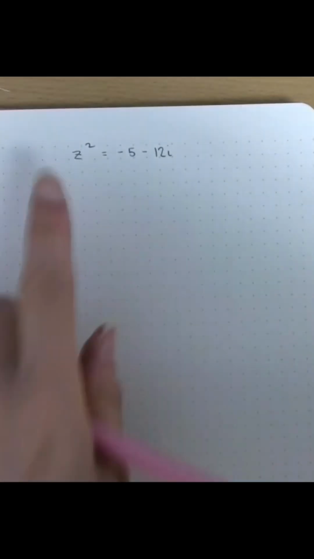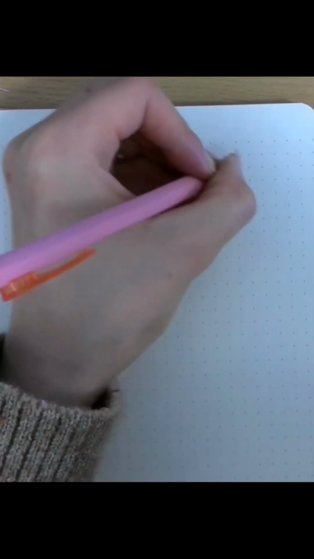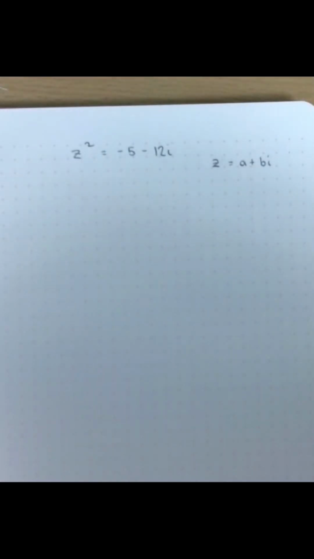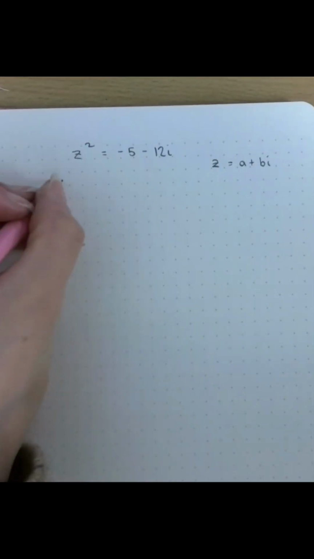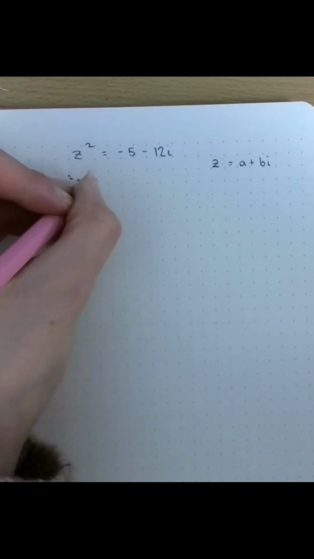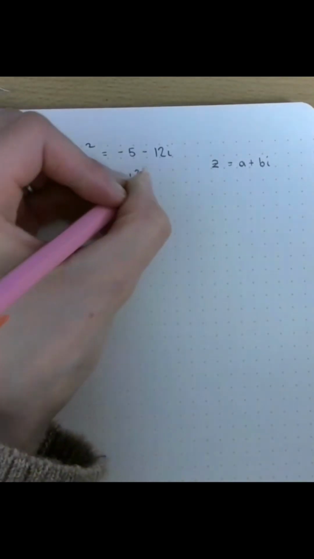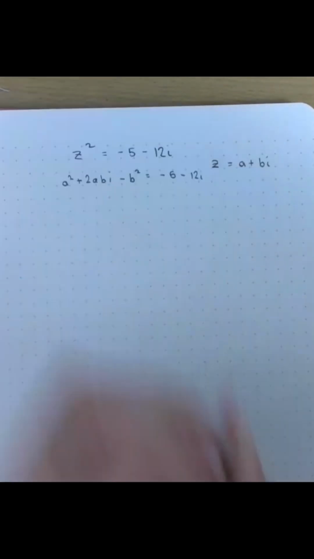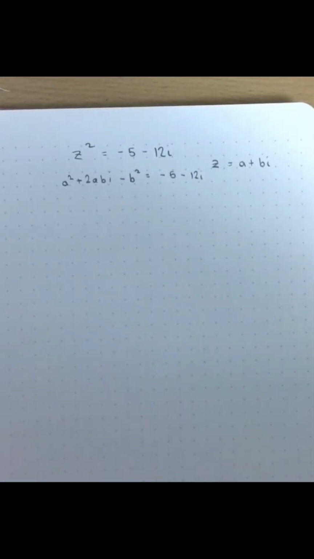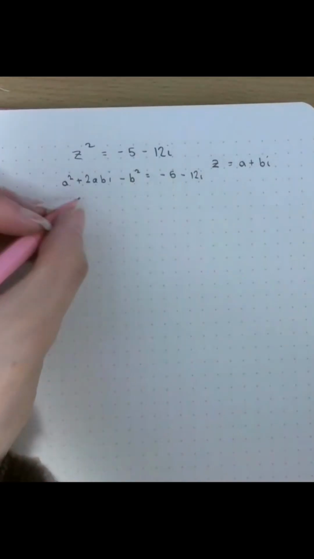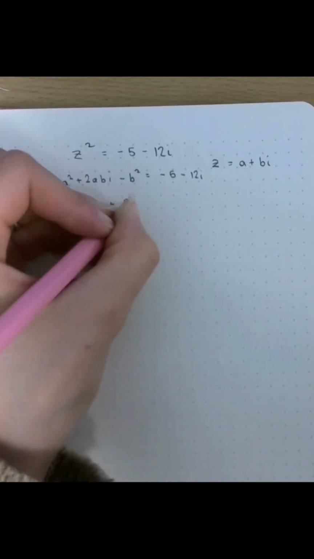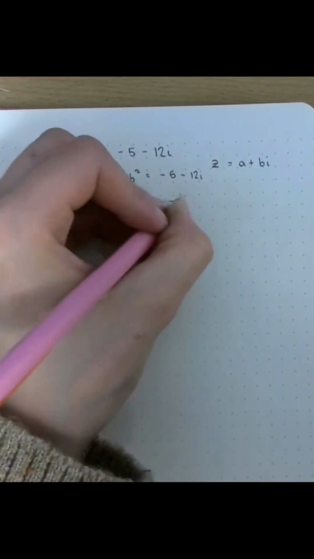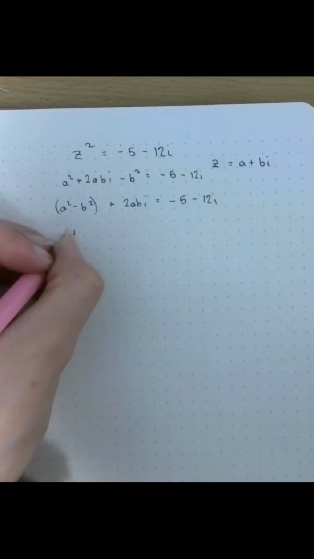So now it's in this form, let's remember that z is a complex number in the form a plus bi. So z squared is that squared. We already know what the value of that is because we evaluated it before. So z squared will be a squared plus 2abi minus b squared, and that is minus 5 take away 12i. And now the steps are really similar to before. We're going to basically equate the real and imaginary parts. So let's just split it up. We have a squared minus b squared as the real part, and the imaginary part is the 2abi, and that is equal to minus 5 minus 12i. So let's just now separate those.